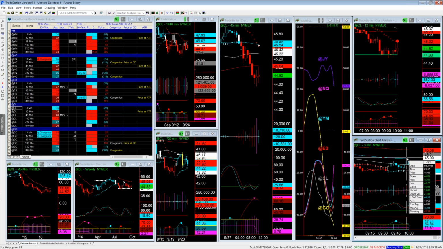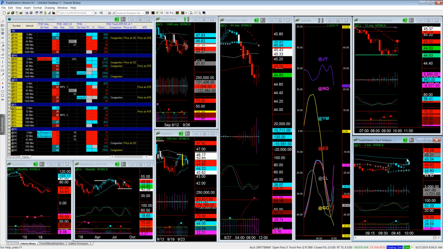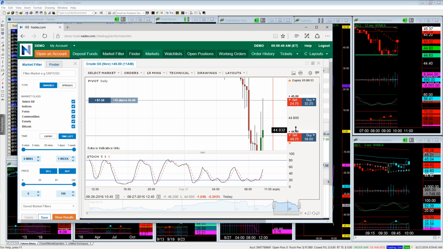See how it hit this blue moving average here? It's coming back to test the white one now. Now, if the white one holds, it will continue up, but if it doesn't hold, we're in trouble. Does everybody understand that?